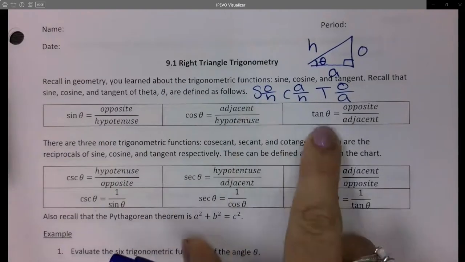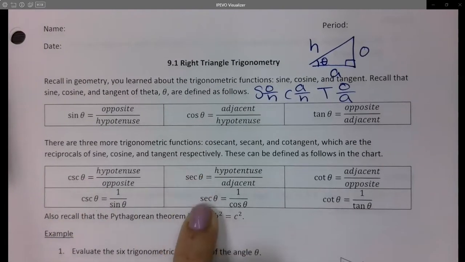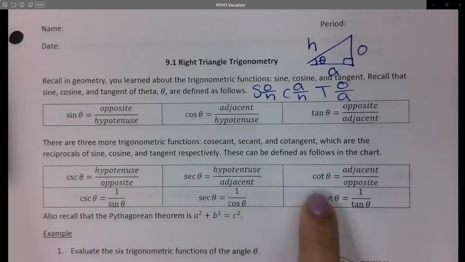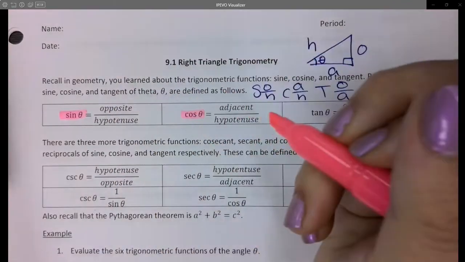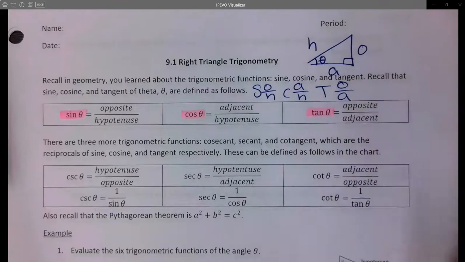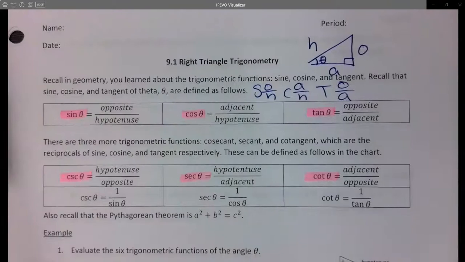So you've learned sine, cosine, and tangent. There are reciprocal trig functions, which are taking those three and flipping them. They are cosecant, which is the opposite of sine, secant, which is the opposite of cosine, and cotangent, which is the opposite of tangent. So these are the 6 trig functions, the ones I've highlighted in pink.